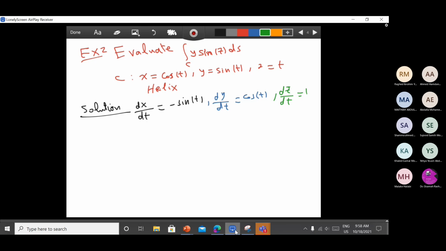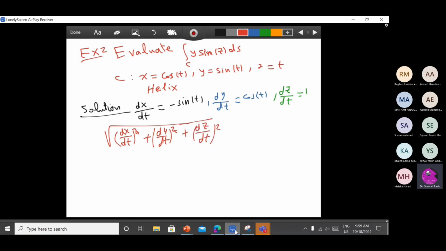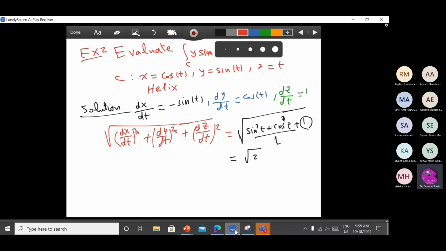Now I will have root square of dx by dt square plus dy by dt square plus dz by dt square. So I will have what? I will have sine square t plus cosine square t plus 1. I know sine square plus cosine square is 1, and I have another one here, so I end up with root square 2.